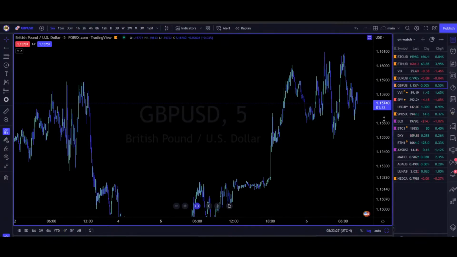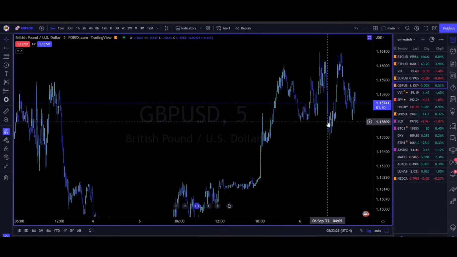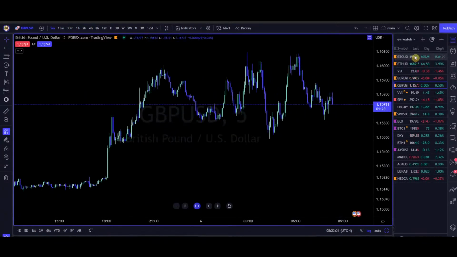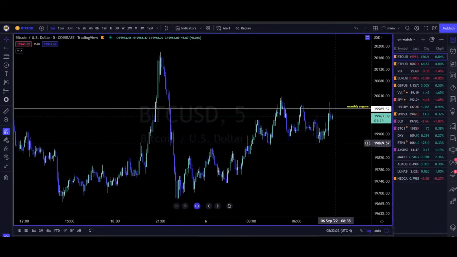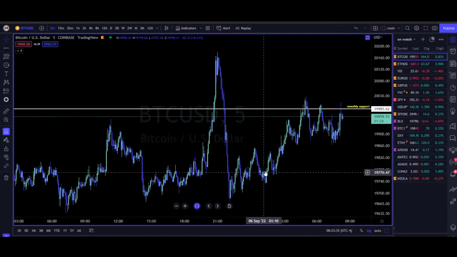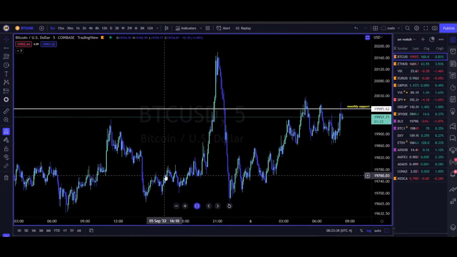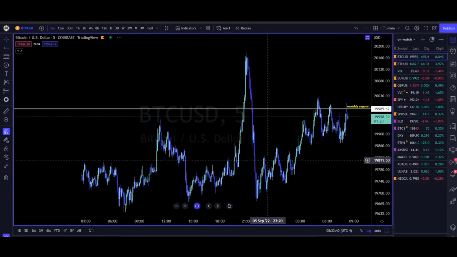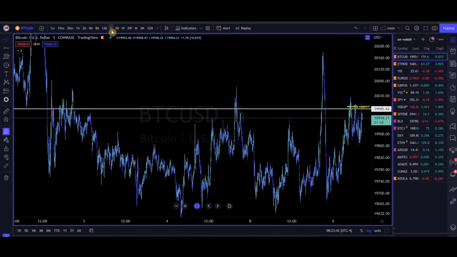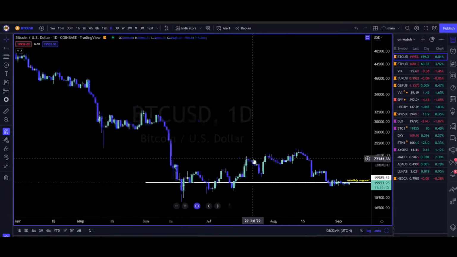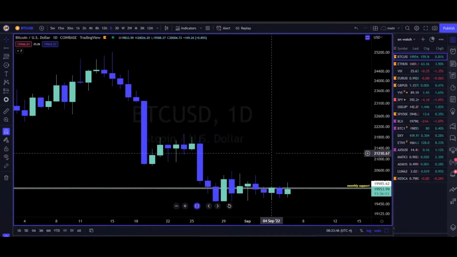Ethereum is pushing up. I mean, it just tagged the high. Bitcoin looking to get back some of this. I don't know what that was. Very choppy price action down here on the lows, guys. Very choppy price action. Monthly support.